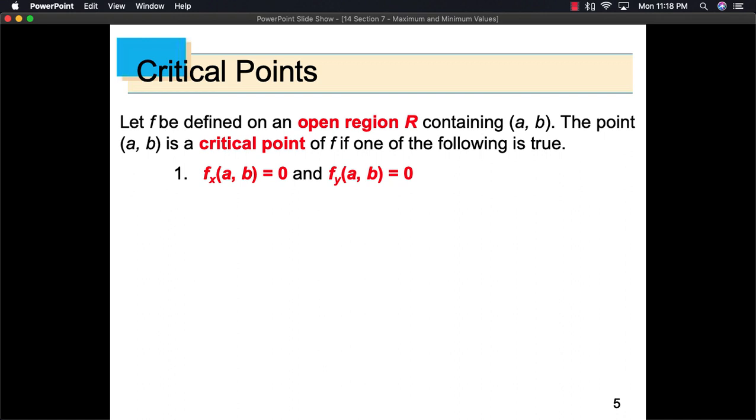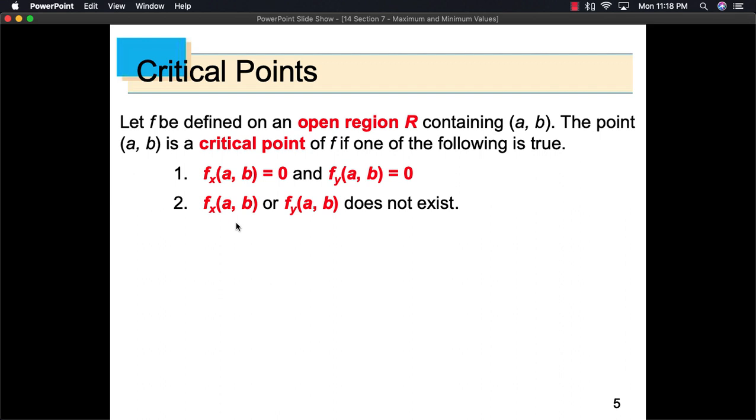Notice that not only are we taking the partial derivative with respect to x, we're also taking the partial derivative with respect to y. The very first step we'll be doing in these problems, and this is very important, is taking the partial derivative with respect to x, setting it equal to 0, doing the same thing for the partial derivative with respect to y, and solving these two equations simultaneously.